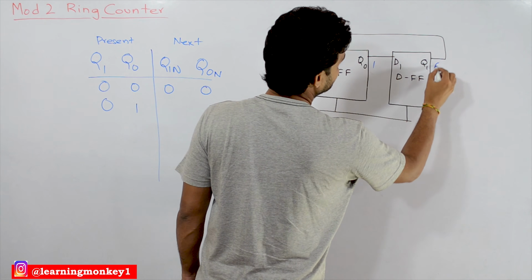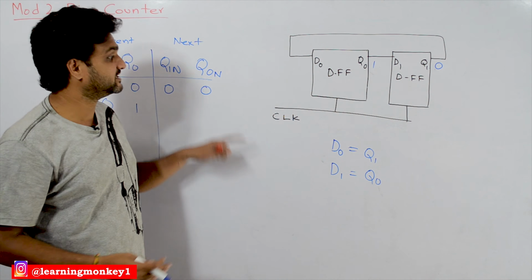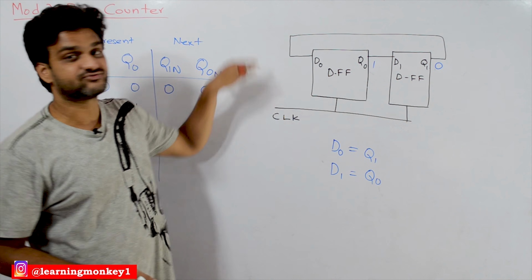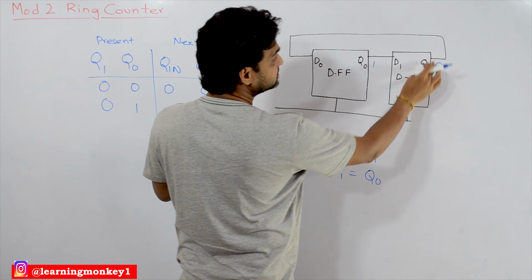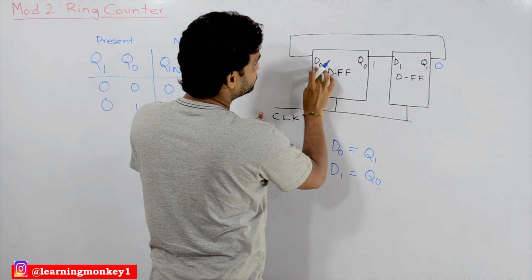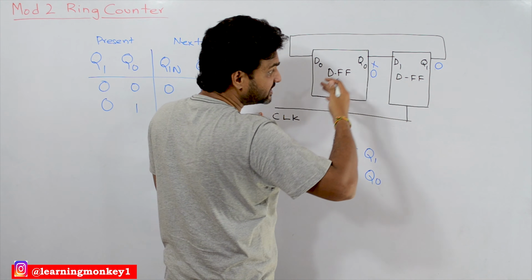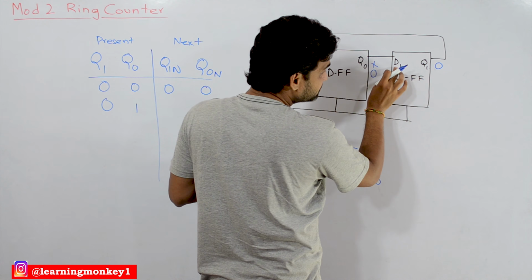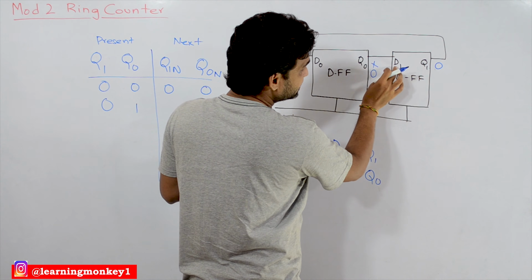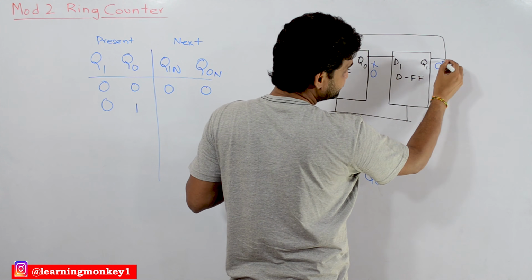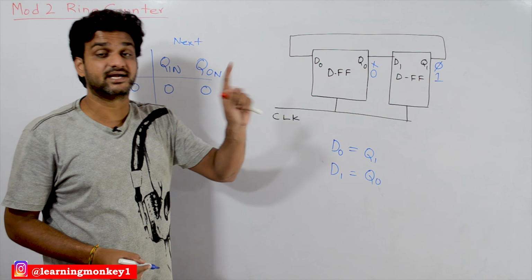If it is 1, 0, then how will the states change in the next state? Whenever the clock is 1, how do these states get changed? As the clock is provided, this state will be provided as the input to D0, and this 1 will get changed to 0. And this 0 is provided as the input to D1, and this 0 will get converted into 1 for one clock cycle. That is very important.